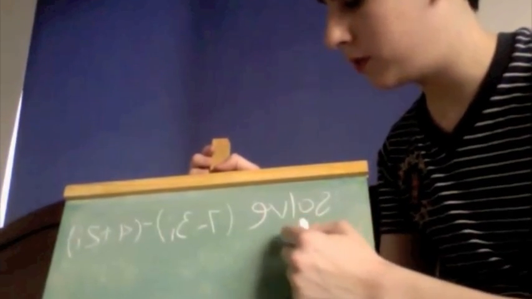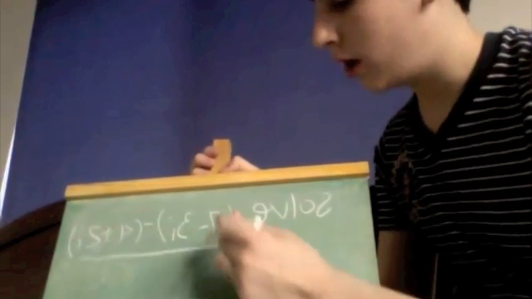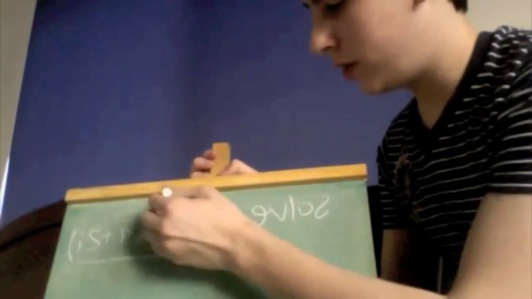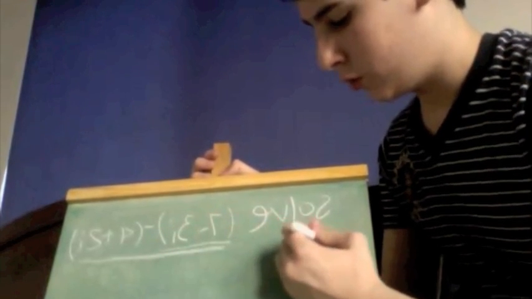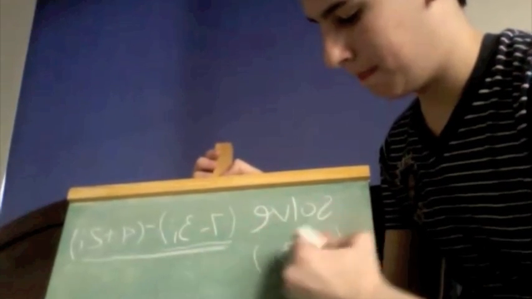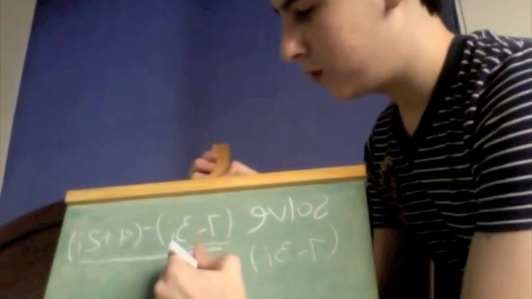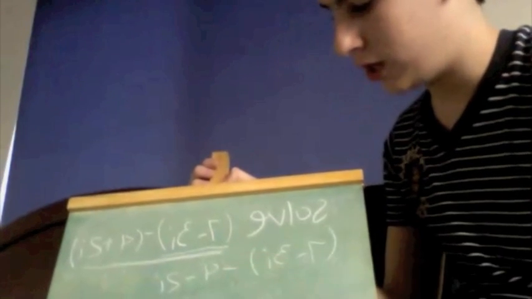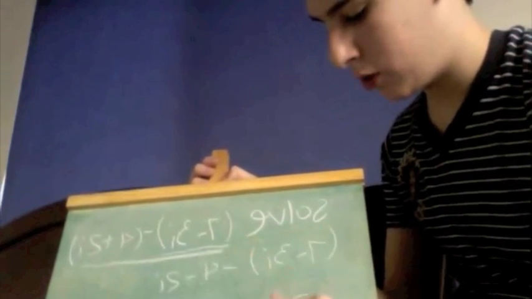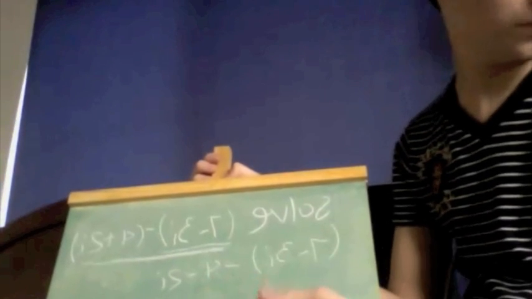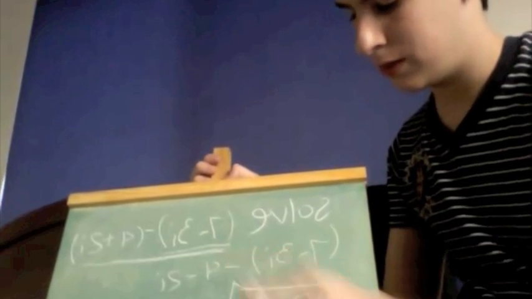Our next problem is to solve this equation: 7 minus 3i minus (4 plus 2i). The first thing that we're going to do is leave this alone, so it will be 7 minus 3i. We're going to distribute this negative to all of this, so it will be minus 4 minus 2i. Now we're going to subtract it. 7 minus 4 is 3. Minus 3i minus 2i is minus 5i. So this will be the answer: 3 minus 5i.